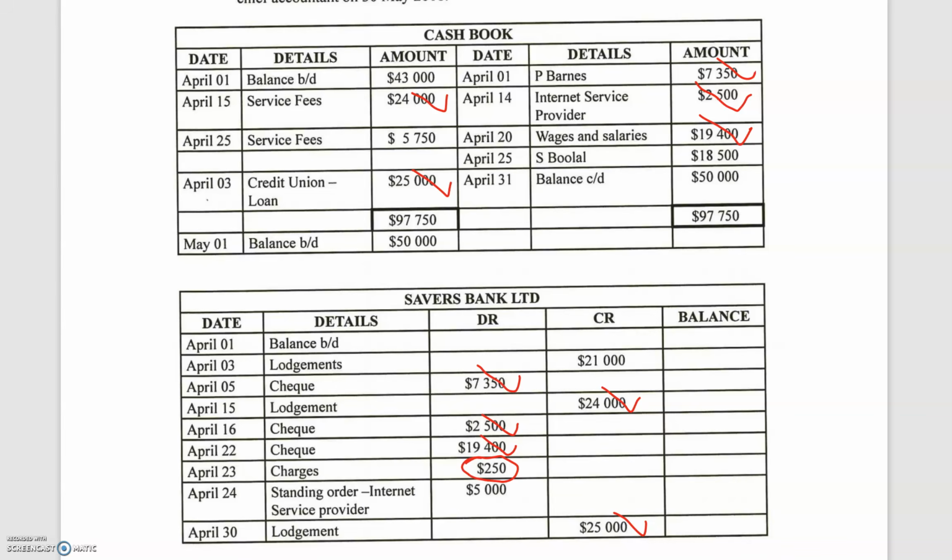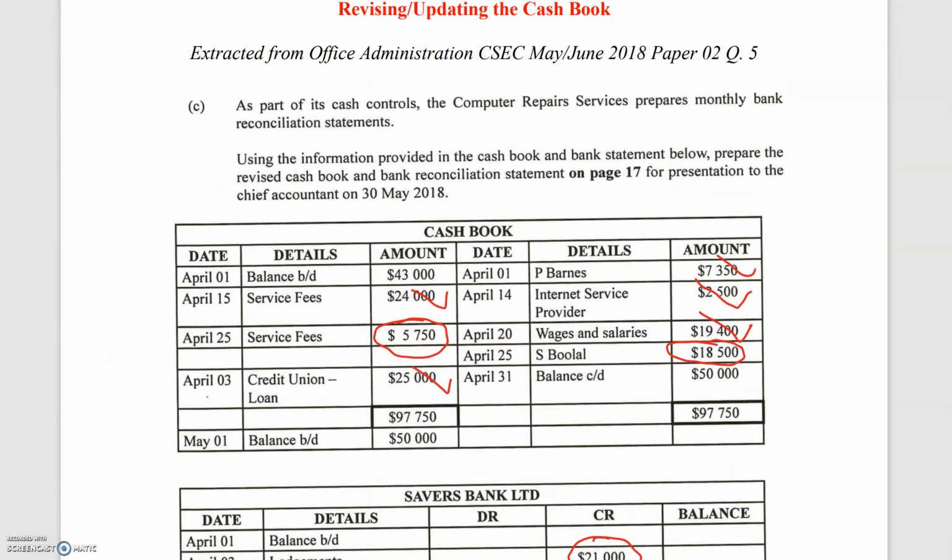So we have $250, $5,000, $21,000, $5,750, $18,500. So what's our next step? Our next step would have been to prepare the bank reconciliation statement using either the cash book balance or the bank statement balance. However, in this activity, we are asked to firstly revise the cash book. Prepare the revised cash book.